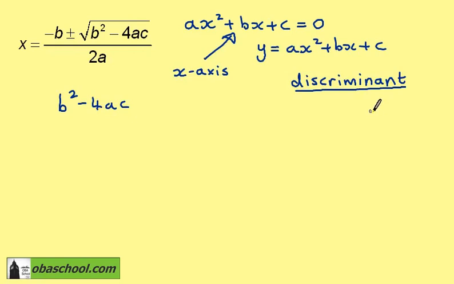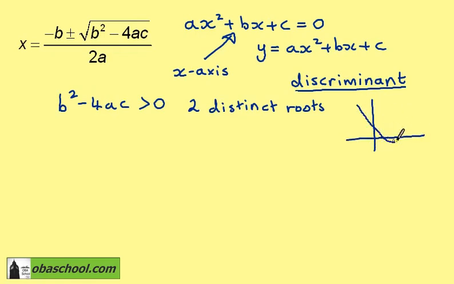If the discriminant is a positive number, then when we take the square root, we get a number, so minus b plus that number and minus b minus that number give us two answers. So we get two roots, or 2 points, where the curve crosses the x-axis. On a sketch, it would look like this.